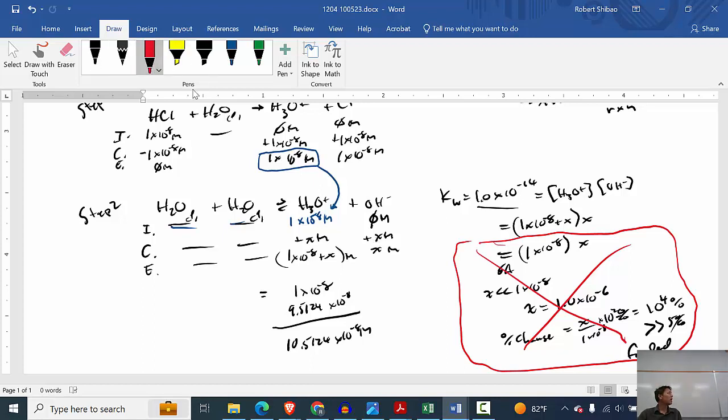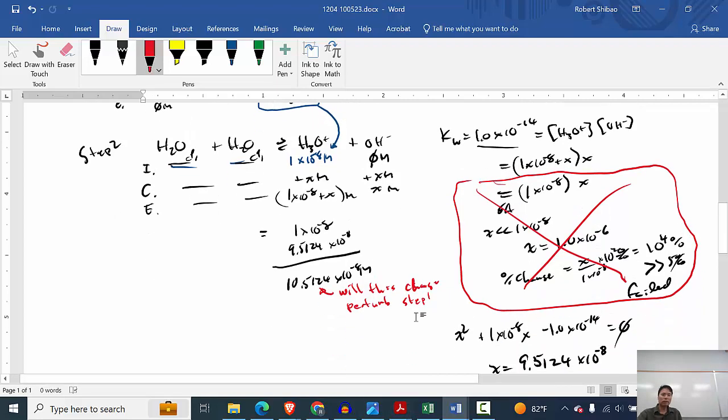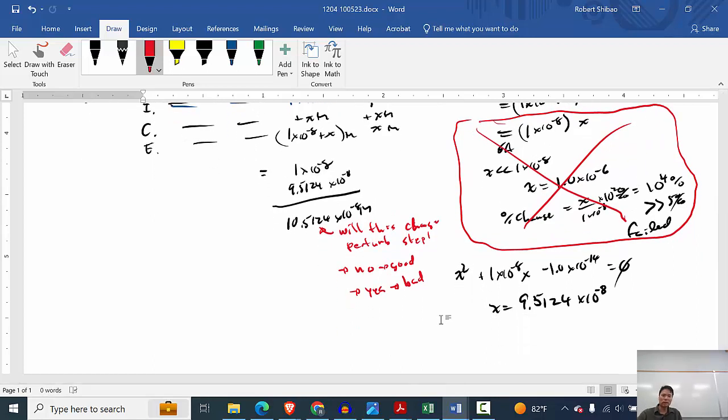This is the question we have to ask. Will this change perturb step one? If the answer is no, then we're good. If the answer is yes, then this is a bad calculation, and what we have to do is use simultaneous equations.